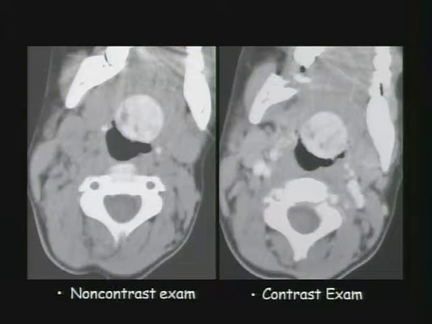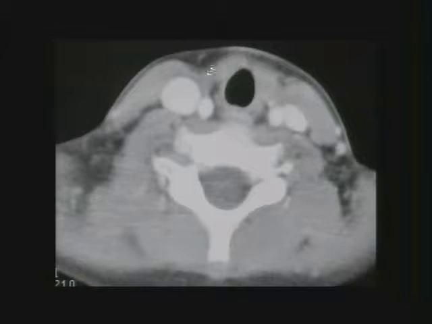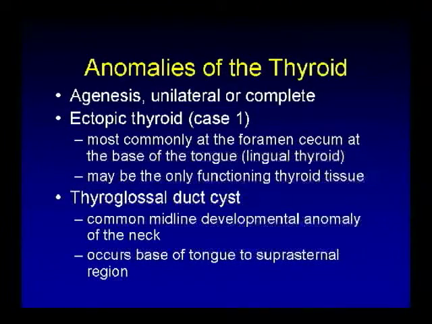Here's her CT exam, and you can see that this is a very dense lesion on even non-contrast exam, and it enhances post-contrast. If we look at the region of the thyroid, we don't see any thyroid gland in its normal position. If we do a technetium scan, here we can see the only thyroid that this patient has is that ectopic thyroid at the base of the tongue.